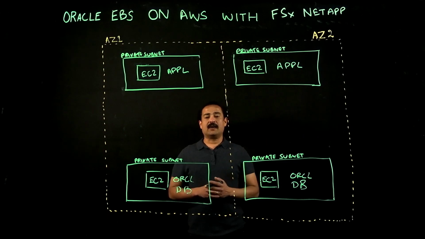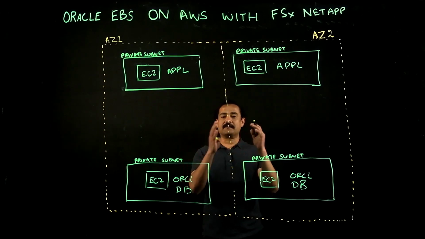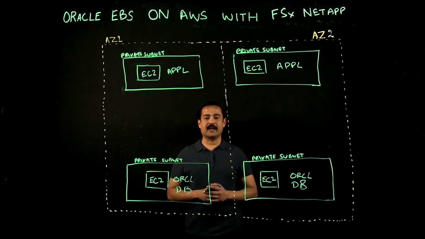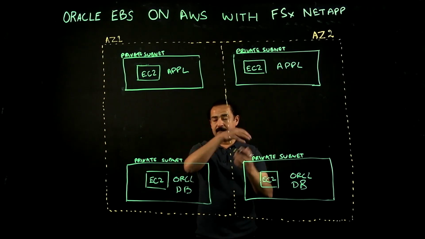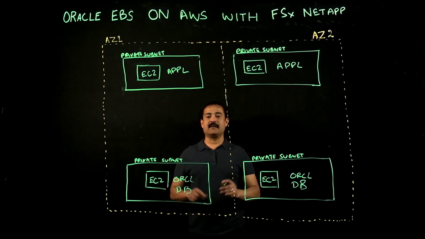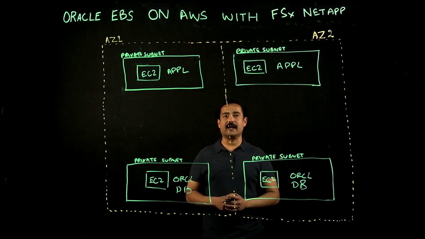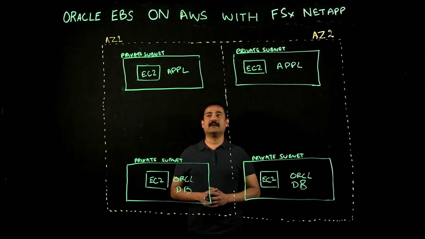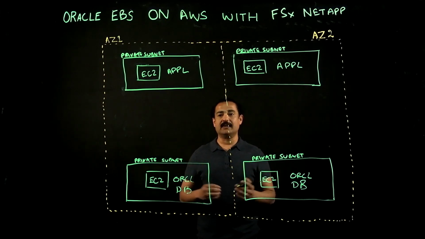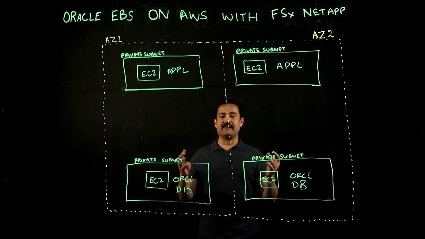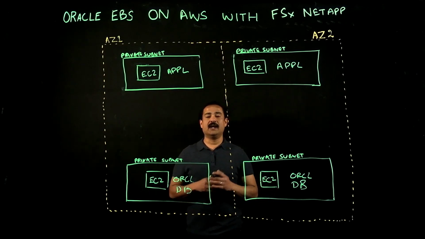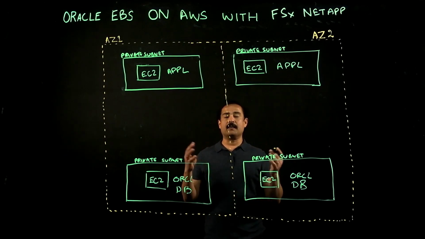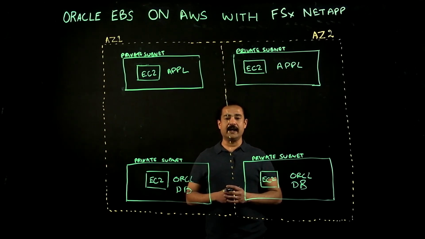So EBS has components like forms server, web server, concurrent manager, WebLogic, depending on what version of Oracle application you're running in the application tier. And then in the database tier, you have the Oracle database that's hosting the Oracle application. In this video, I'm going to assume that you understand the basic building blocks of AWS, like what is an AZ, what is a private subnet, what is a public subnet. I'm not going to go into detail about that. So let's see how you can deploy Oracle Applications EBS on AWS.